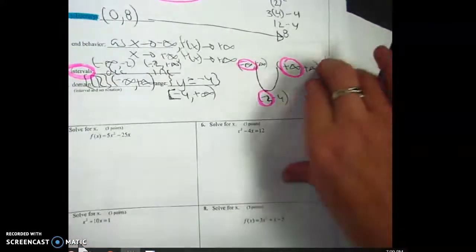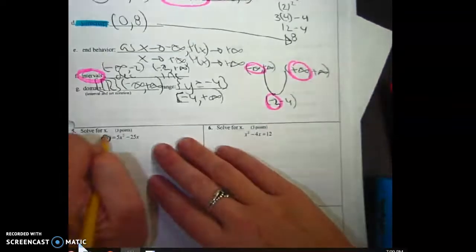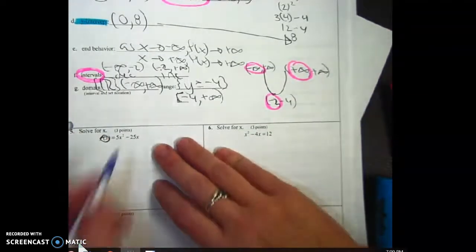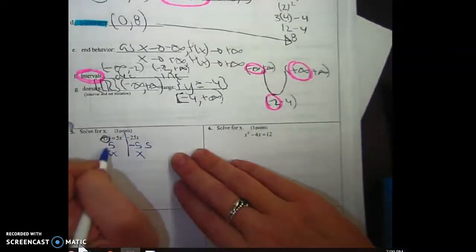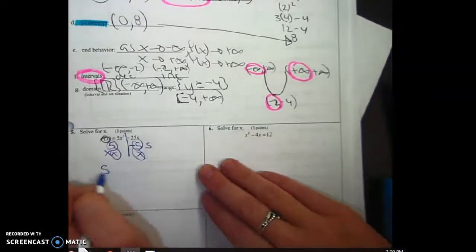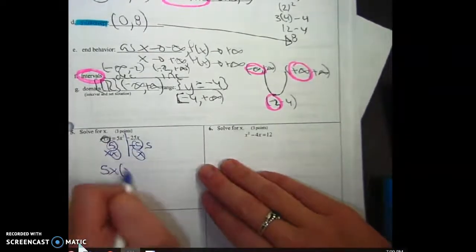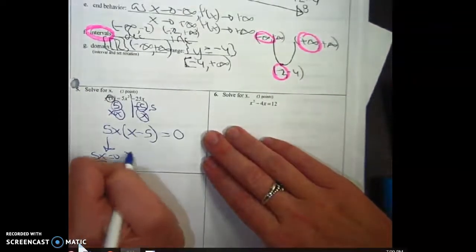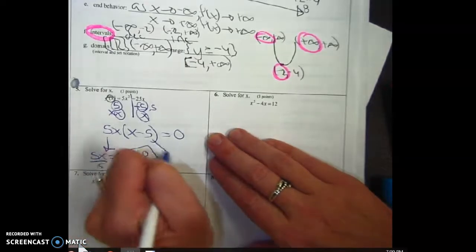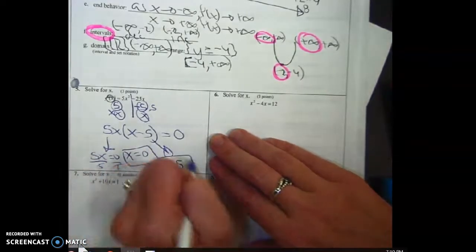Let's go to our solves. So I'm going to set it equal to 0. And I notice they both have an x. 5x, x minus 5. If I set 5x equal to 0, divide by 5, x equals 0. If I set this equal to 0, I get 5.